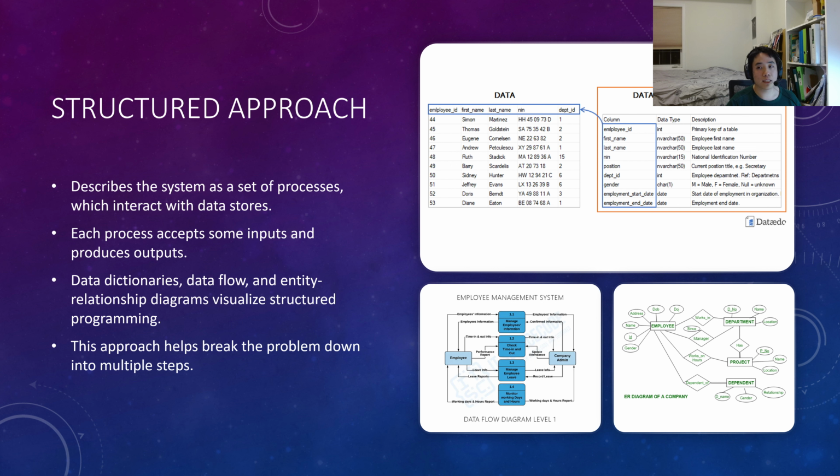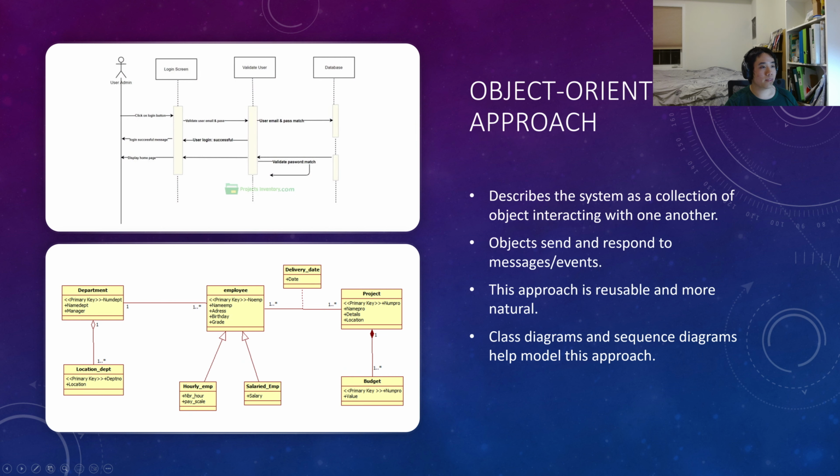So this approach does help in breaking things down into multiple steps, multiple processes, and that's about it. I think we have dealt with something similar when designing an application that involves relational databases as well. There are different components to your application, and they do different things, so they count as different processes. The other approach, which is the object-oriented approach, describes the system as a collection of different objects interacting with one another.